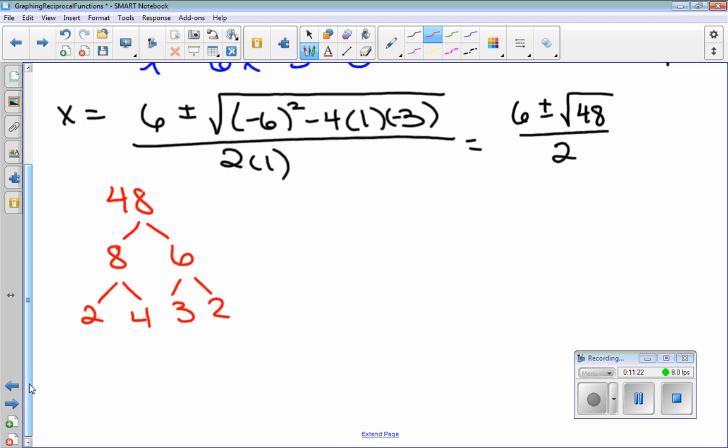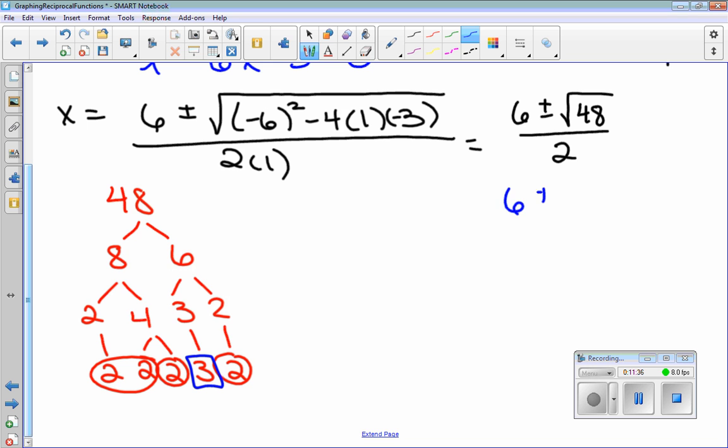Okay? Keep going because the 4 is not prime. I'm just going to bring them all down, and I'm looking for pairs. And then 3 stays underneath the radical. So what actually does this simplify to? What number comes out? 4. Good. 2 times 2.